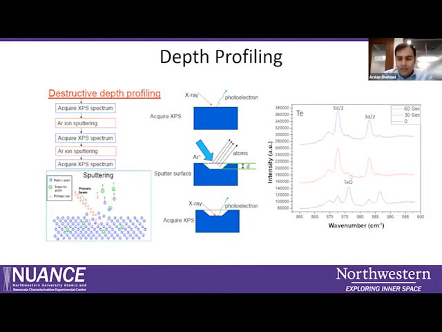For example, in this particular example, we have used copper telluride, and right in the start of the analysis, you can see a tellurium oxide peak in here. But once you etch it for 30 seconds, you can clean away the oxide from the surface, and you can start seeing the telluride peaks coming from the copper, the 2D layer.